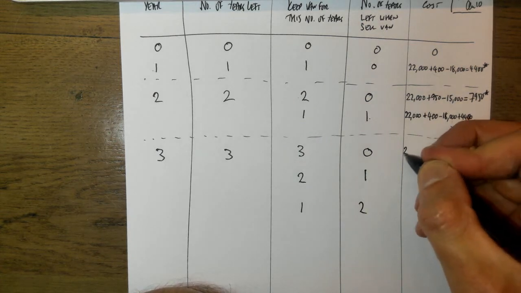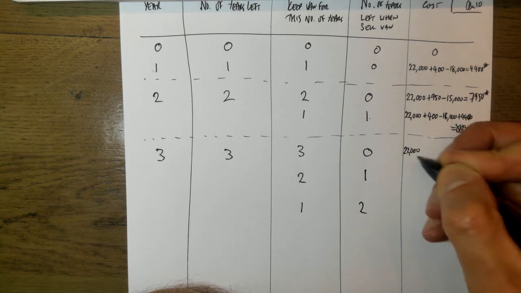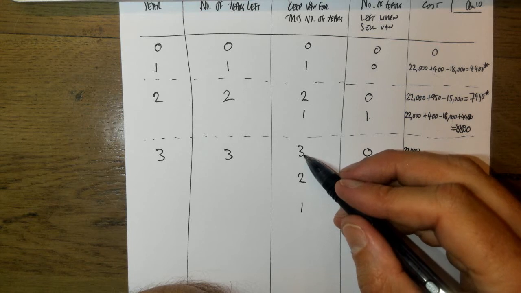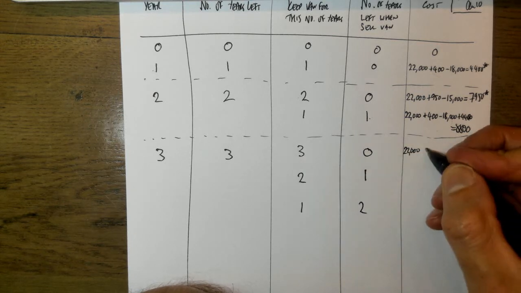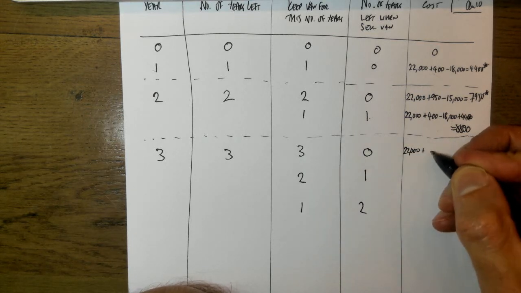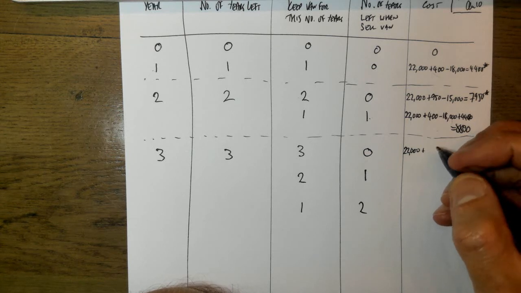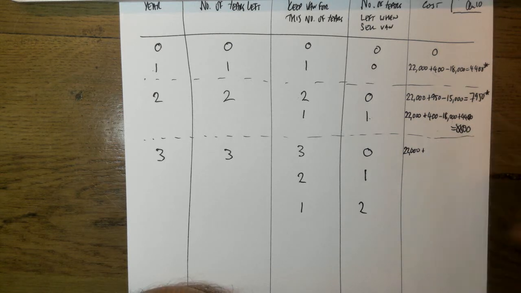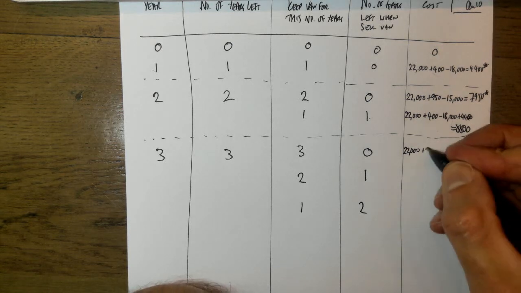So if he buys it, then it's going to cost him 22,000. The maintenance, because he's going to keep the van for 3 years, is going to be 400 plus 550 plus 1,100. That's all 3 of them added together. That's 2,050.